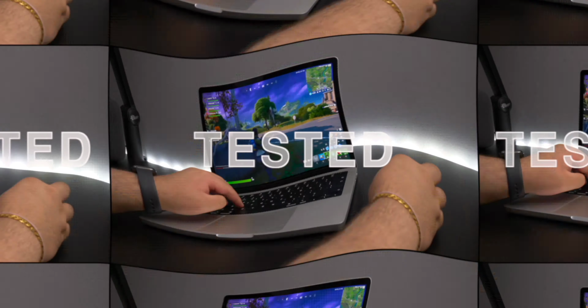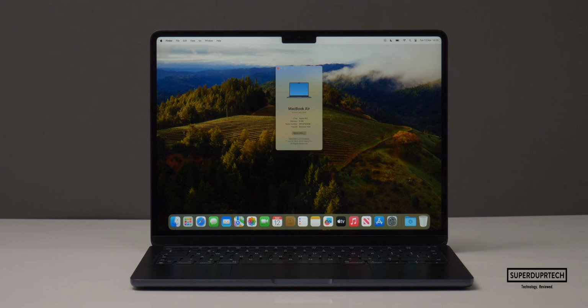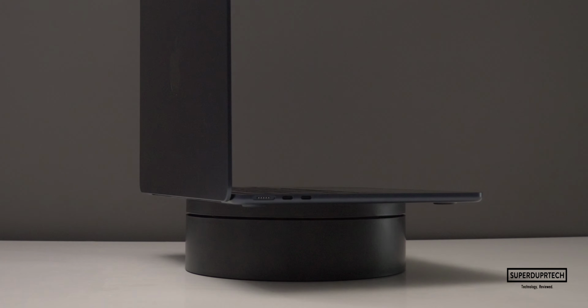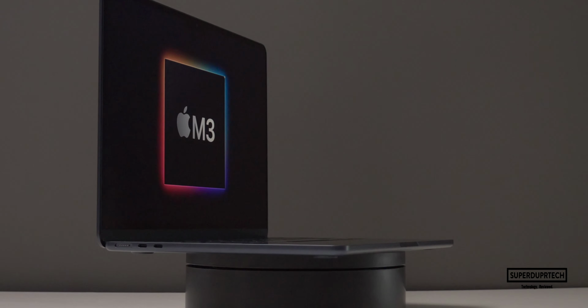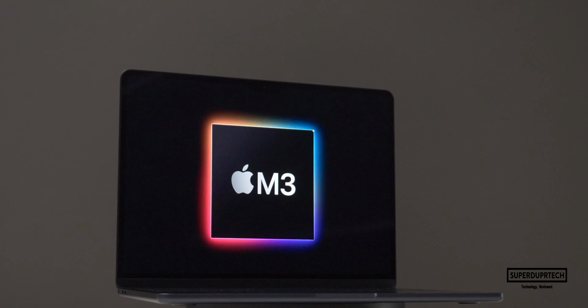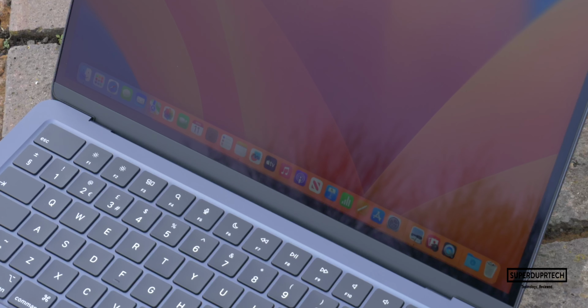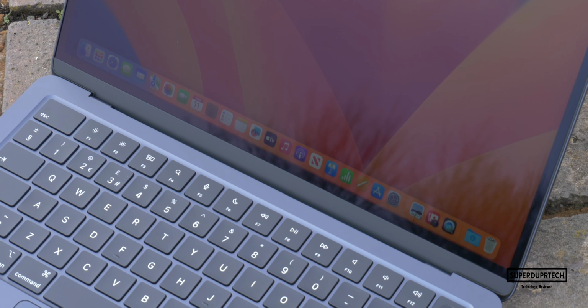So first things first, I do want to get into talking about the spec for the model that I'm testing in today's video. So this is the 13-inch MacBook Air with the M3 chip, which has an 8-core CPU, an 8-core GPU, 8GB of unified memory, along with 256GB of SSD based storage.